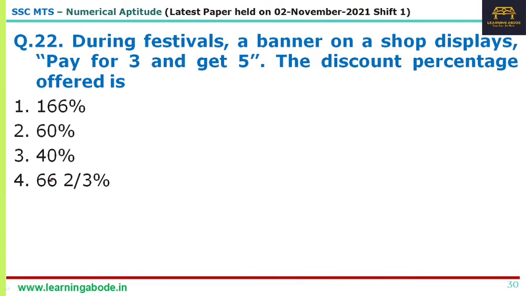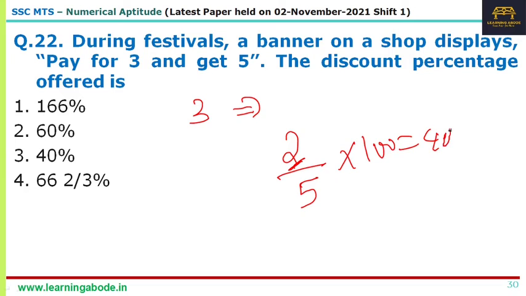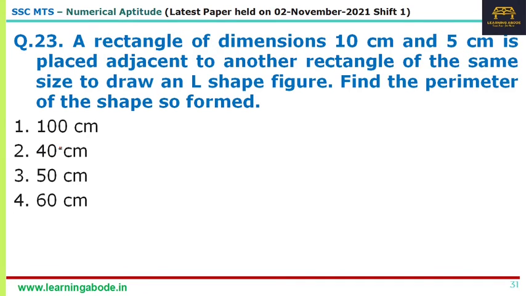Question 22. During a festival, a banner on a shop displays pay for 3 and get 5. What is the discount percentage offered? Now he's paying for 3 and getting 5, which means 2 items are free. 2 out of every 5 is free, so in terms of percentage, that's 40%. That's answer option 3, 40% is the answer for question number 22.